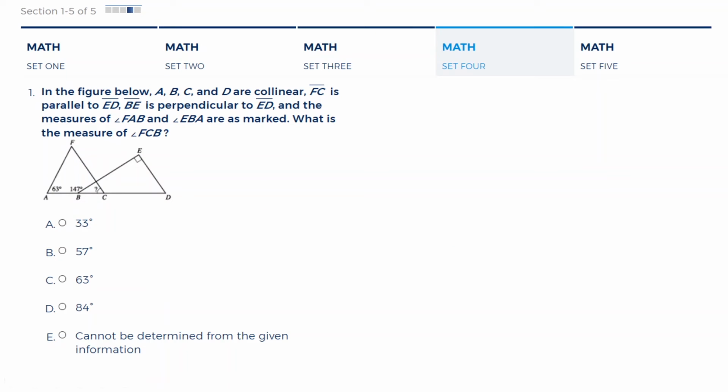Set 4. All right. So what is here? I'm assuming the language. Okay. What do we need to know?